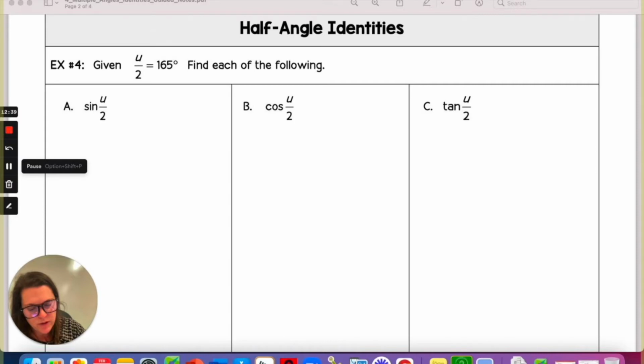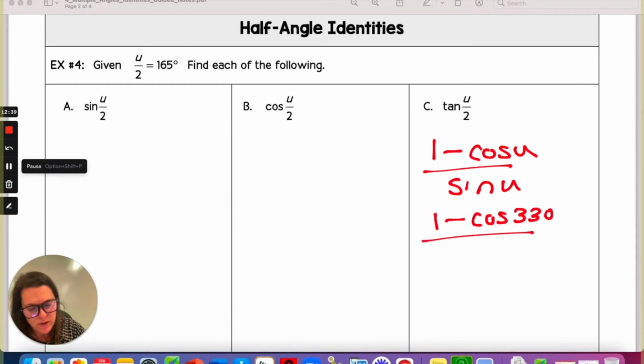I think what I'm going to do is use the second option of 1 minus cosine on top, cosine u all over sine u. So then I get 1 minus the cosine of 330 all over the sine of 330. So I get 1 minus root 3 over 2 all over the sine of 330, which would be negative 1/2.